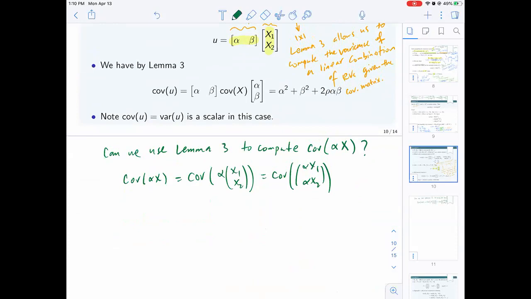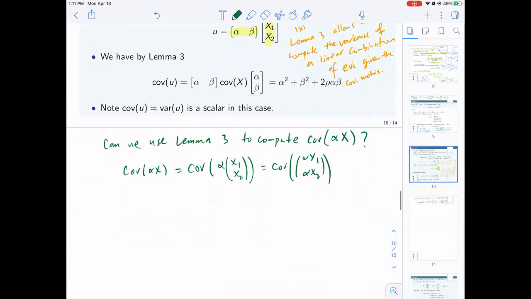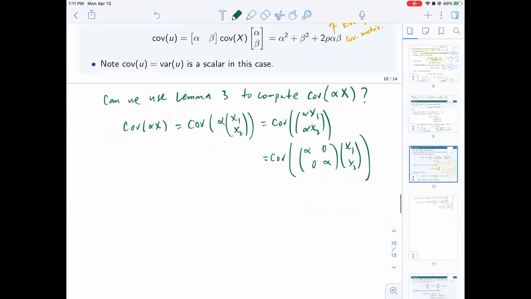Chen? What I think is alpha times x1, x2 is basically just a diagonal matrix of alpha. Great, yes. So I can write this as the diagonal times x1, x2. Then you can use the lemma. It would be alpha 0, 0, alpha, covariance of x1, x2, and then transpose of this. So what is the transpose of this? It's itself, so I'm going to delete the transpose here.